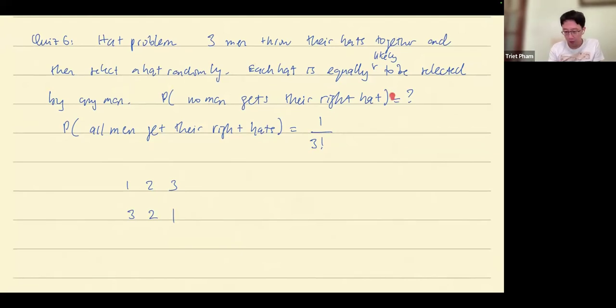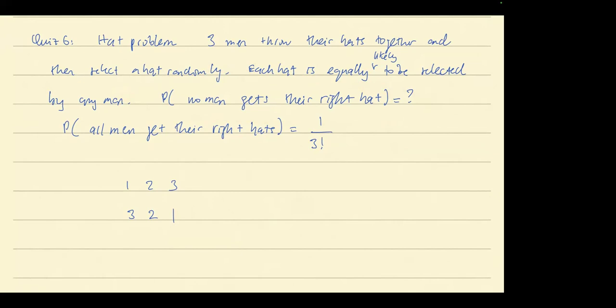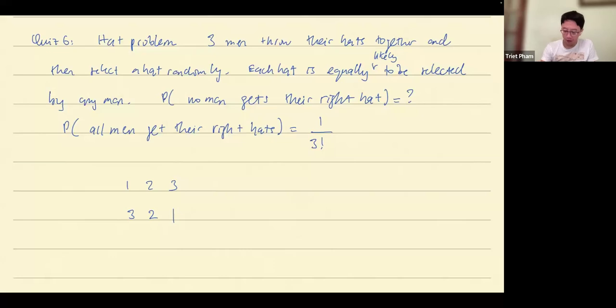All right, so how do we deal with this question? Probably no man gets their right hat. Wouldn't it just be 1 minus 1/3 factorial? Incorrect. Because when you do this, let's see, logically, what is this expression? It's the probability of all men correct, complement, right? Agree? That's what it is.